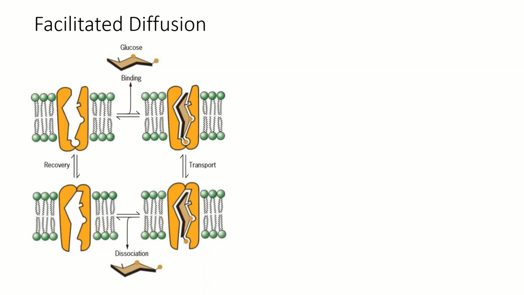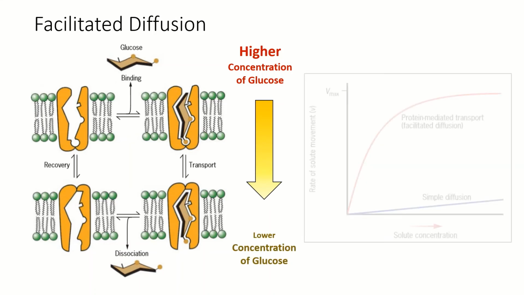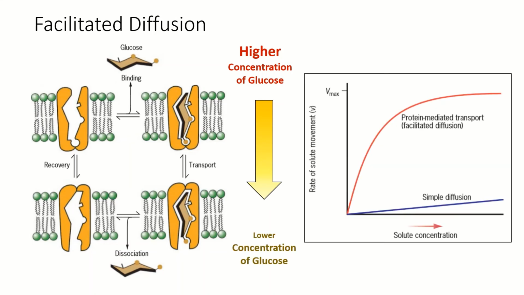So this is diffusion, but it's facilitated. So this is still not requiring any ATP. So this is passive transport from higher concentration to lower concentration. Shown here in the graph is how the presence of carrier proteins actually facilitates faster movement of solute across the concentration gradient.